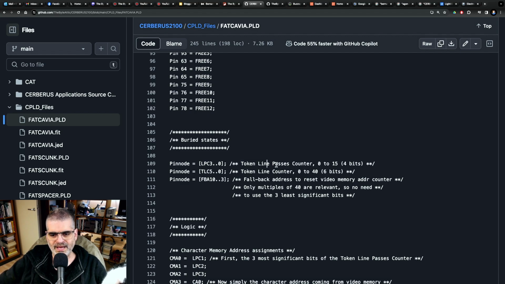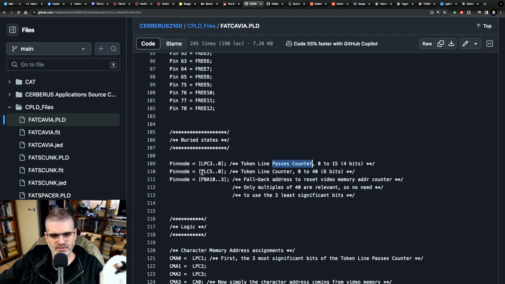And this is a passes counter. Remember, we have to go over each token line 16 times. Why? Because there are 8 bytes per character, and we need to double sample each of them. So 8 times 2, 16. So we need a counter with 4 bits, LPC 3 down to LPC 0. Because, yeah, that's how you count to 15, 0 to 15. In other words, you count the 16 passes we need to do over each token line. So this is the passes counter.